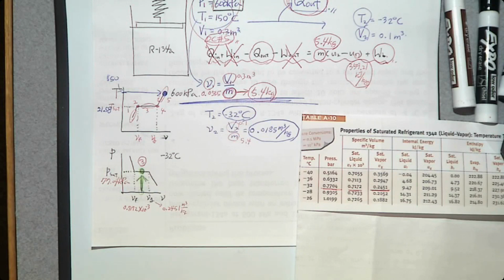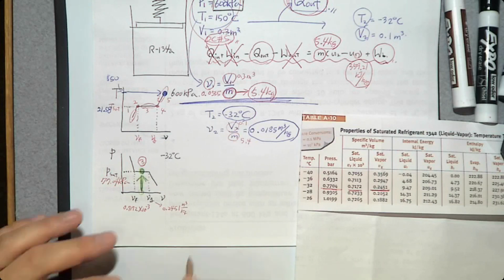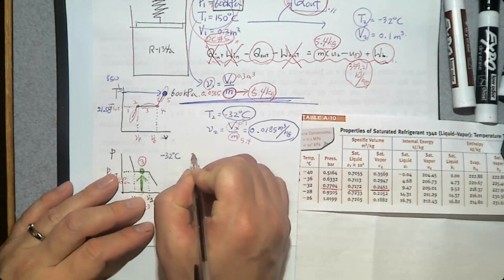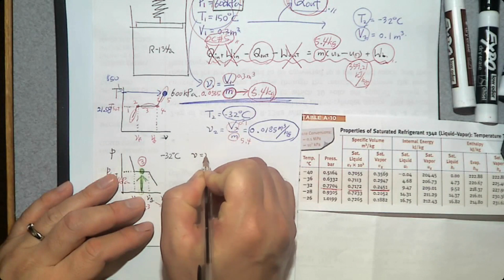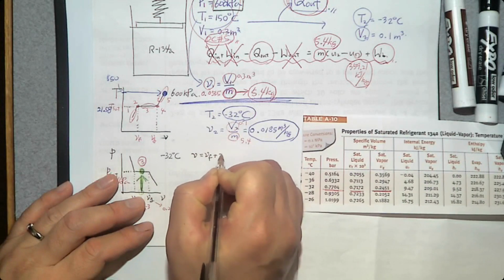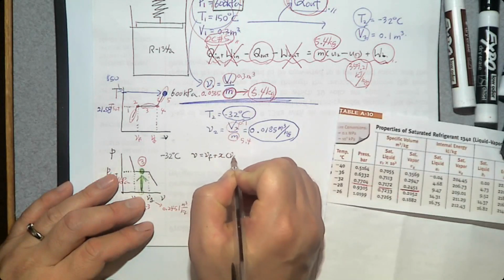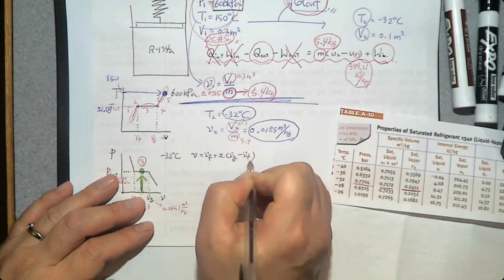So how can you determine that? By using the linear interpolation equation. We can use the linear interpolation equation for v, u, and h. Since we have no idea about u and h, the only option is to use v. So the linear interpolation equation for v is v equals vf plus quality x times vg minus vf.